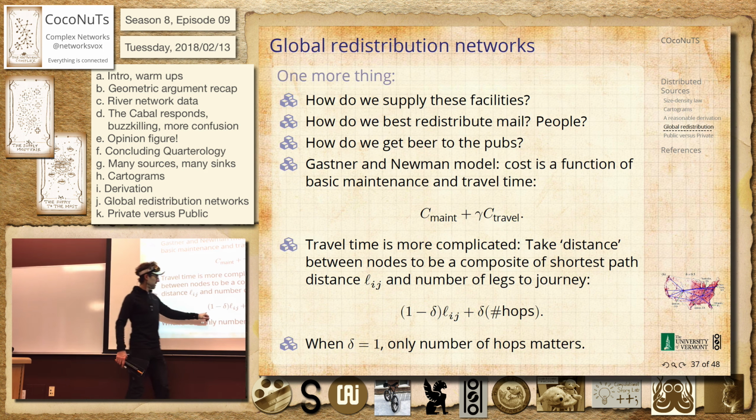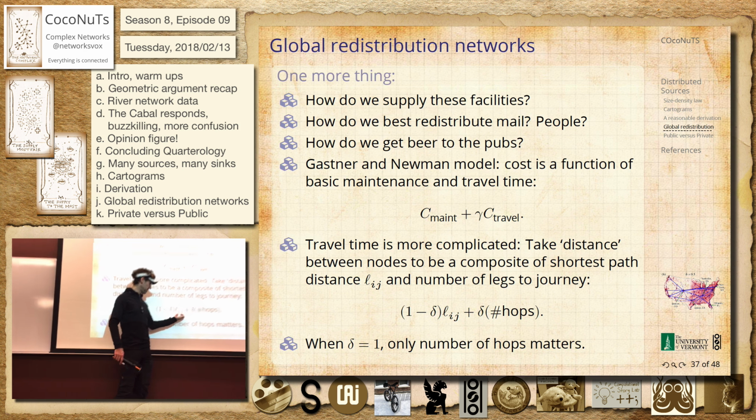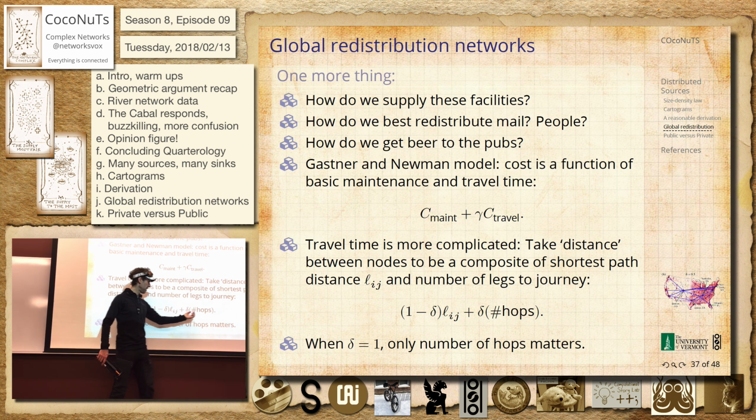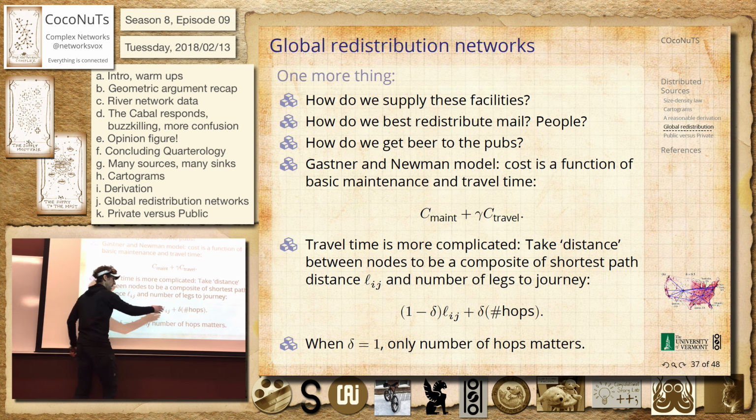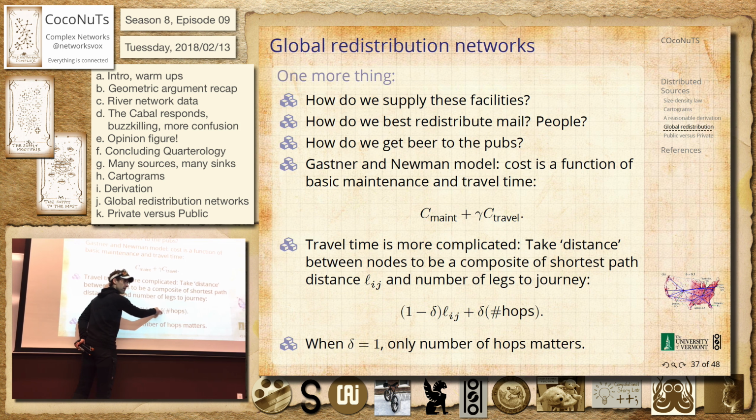And so the way this is done in this paper by Gastner and Newman is to just put a balance here, right? So we're going to say this is the length of a trip for a particular section of the trip, and then this is the total number of hops. So you can dial this between, if we put delta equals 0, we're only worried about the total distance. That's the pain, essentially, right? So if you're driving across the country, you're not really worried about all the towns you go through. But if you're flying, then you'd want to turn delta up a little bit, right?